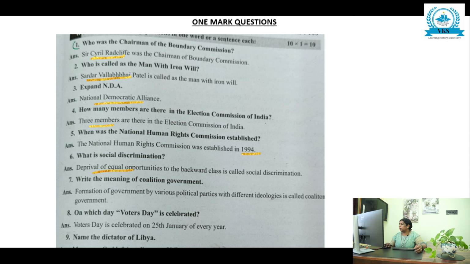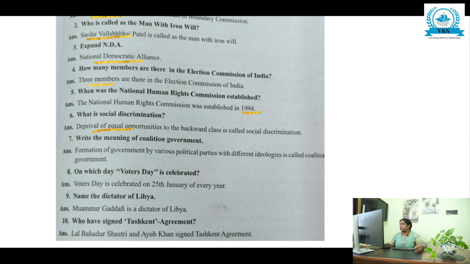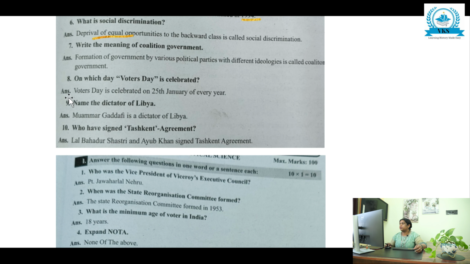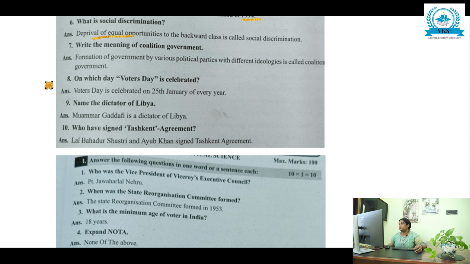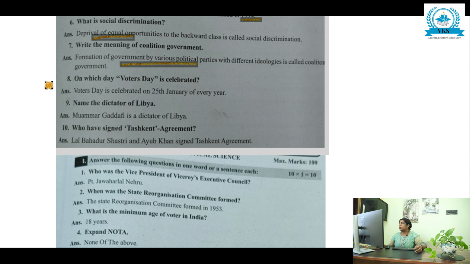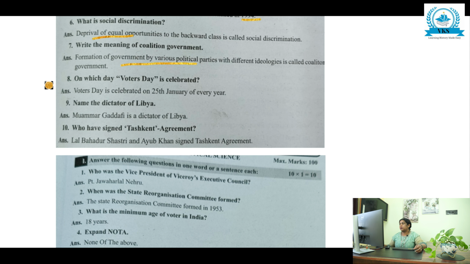What is the meaning of coalition government? Formation of government by various political parties with different ideologies is called as coalition government. On which day Voters' Day is celebrated? 25th January of every year.